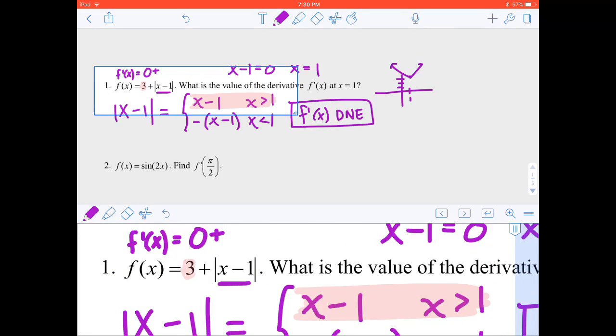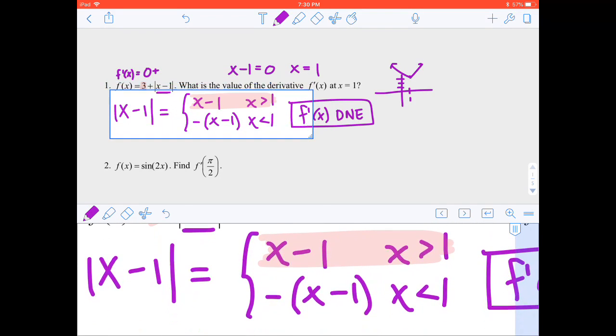Anytime you want to take the derivative of an absolute value function, you want to make sure that you split it apart, and then you take the derivative of each of those two parts.